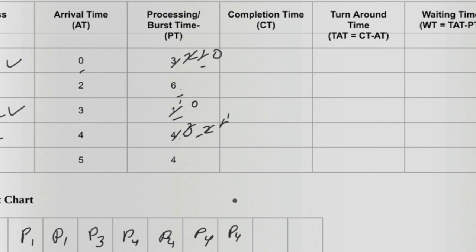So 1, 2, 3, 4. So it ran for 4 units of time. Then at 8 we have P2 and P5. So P4 is done. Which has got the shortest remaining time? Well, definitely P5. So we'll let P5 run.